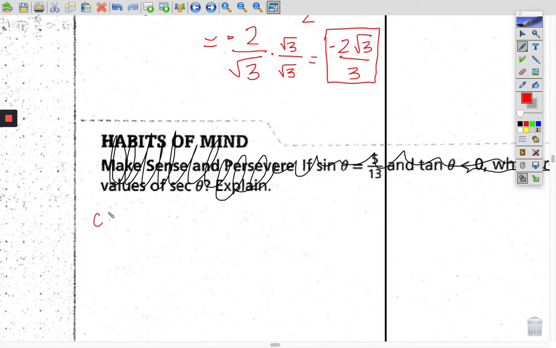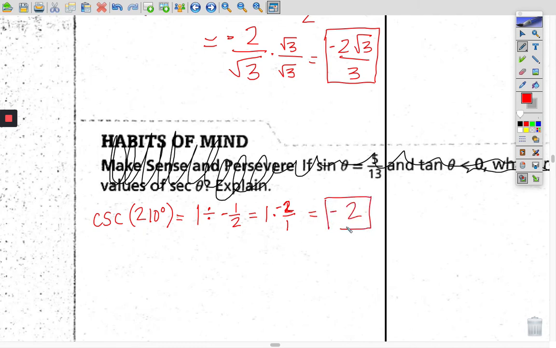I'm going to now find the cosecant of 210 degrees. That is 1 over y, correct? So the cosecant of 210 degrees is 1 divided by -1/2. We flip our 1 divided by anything is itself, but we have to flip that fraction, correct? Or if you wanted to write it another way, as -2 over 1. 1 times -2 over 1 is just going to be -2.